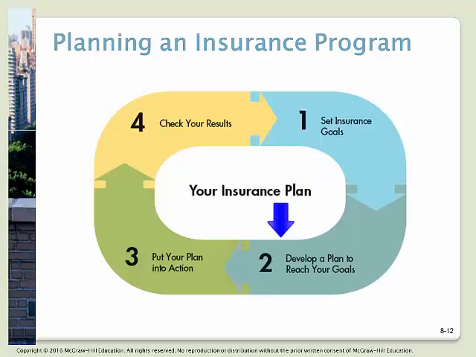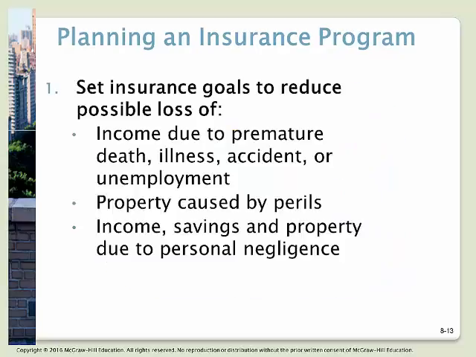Step 2, develop a plan to reach your goals. Does your current insurance coverage meet your needs? What type of insurance is available to meet your goals? What's the cost of each type? Step 3, put your plan in action. Adjust your insurance coverage to match your goals. And Step 4, check your results. Insurance needs change over time. You should reassess your coverage periodically to be certain you have what you need. We'll look at each step in a bit more depth.